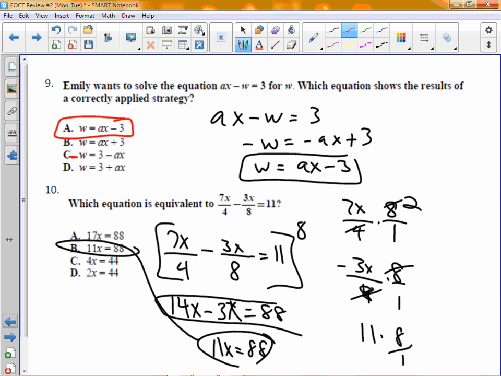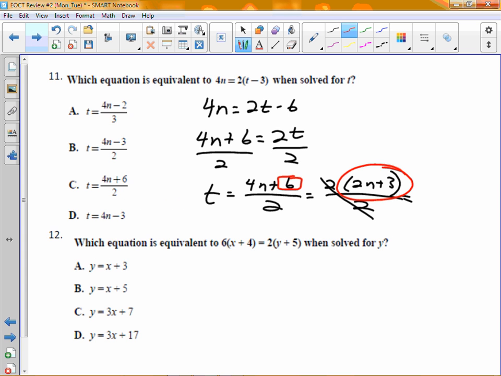Just to give you an idea of what I'm talking about, if I ask you what 10 plus 5 over 2 is, 10 plus 5 over 2 is 15 over 2. Well, what if I took 2 into the 10? That would leave me with 5 plus 5. That's not the same thing. 15 over 2 is not the same thing as 10. So you can't do that. So that's kind of what they're trying to trick you into messing up right there and doing.